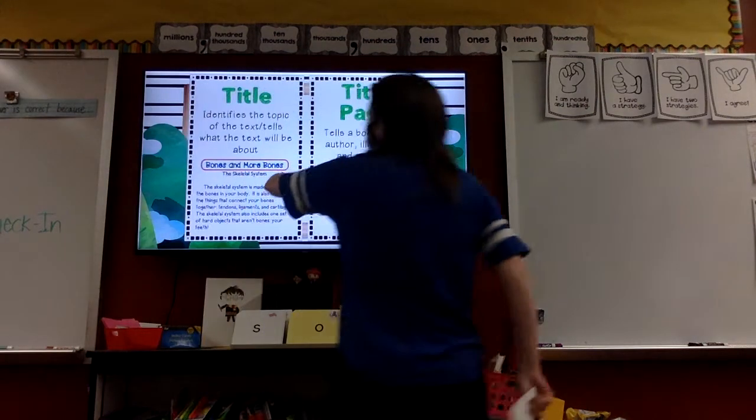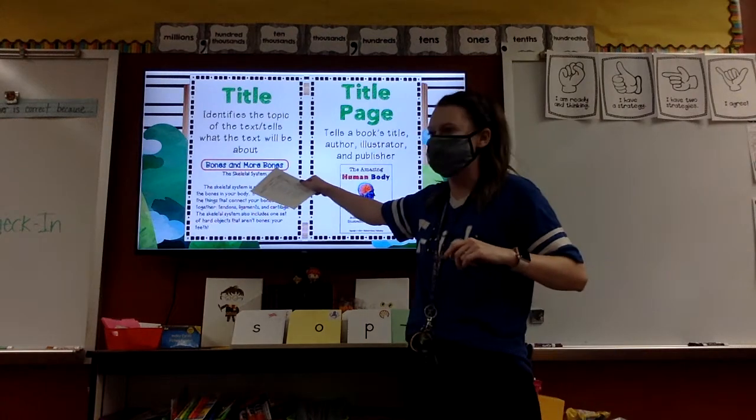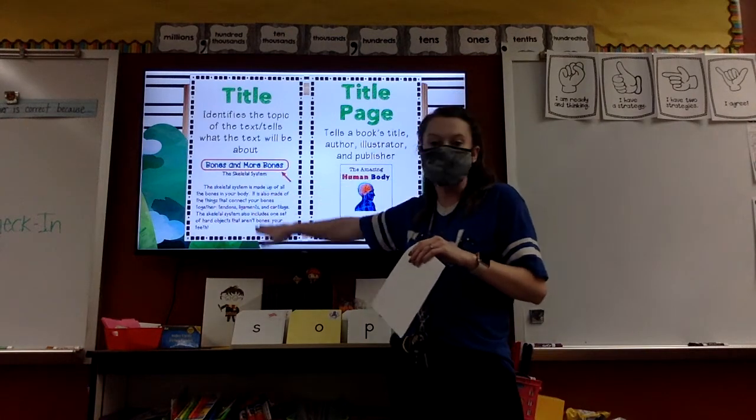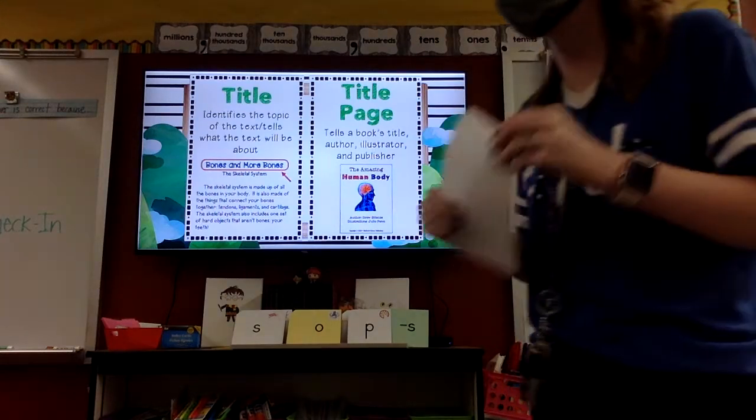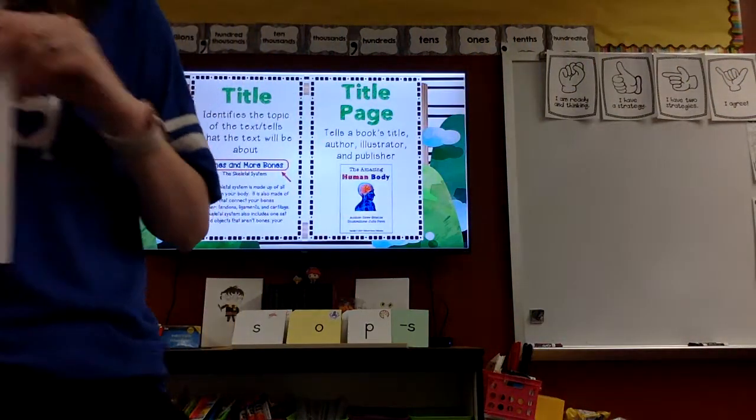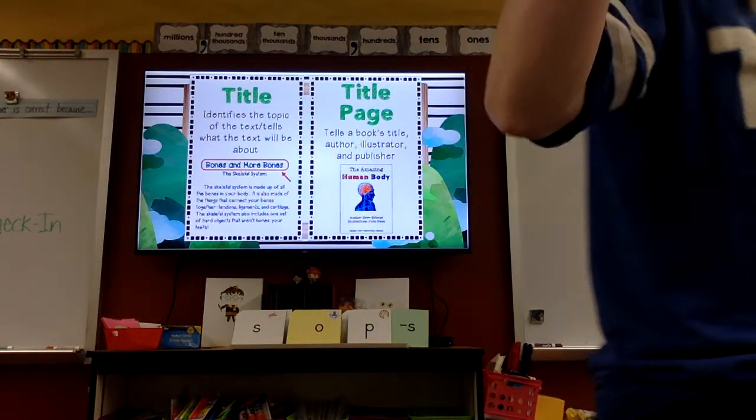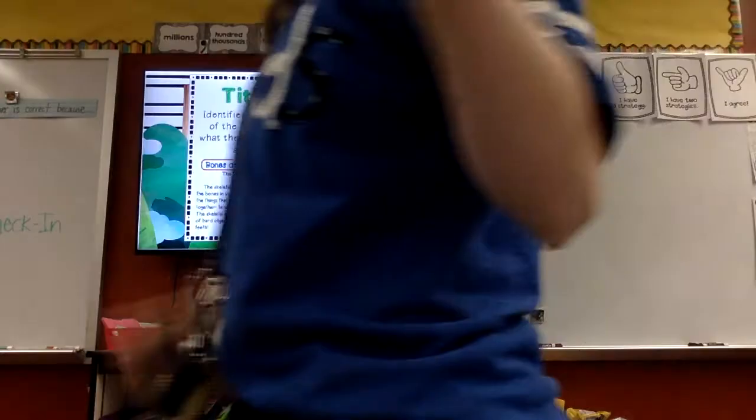Here's an example of a title, Bones and More Bones. That is what the title of this article is going to be about. And it helps me figure out, okay, I know before I even start reading that this article is going to probably be about our skeleton, going to be about our bones.